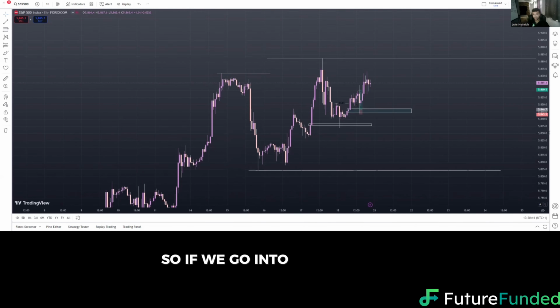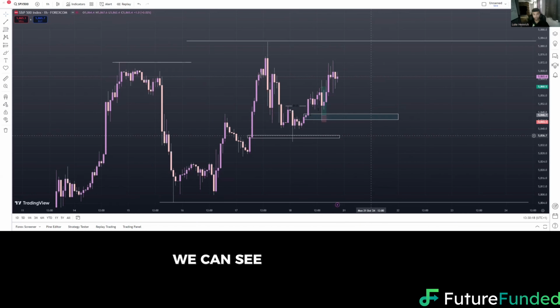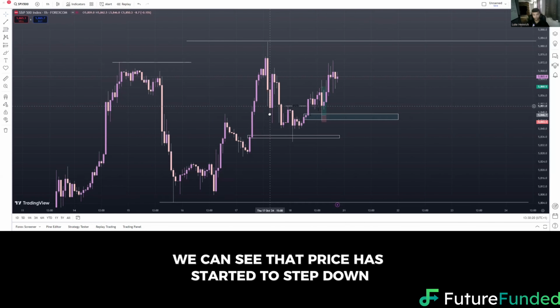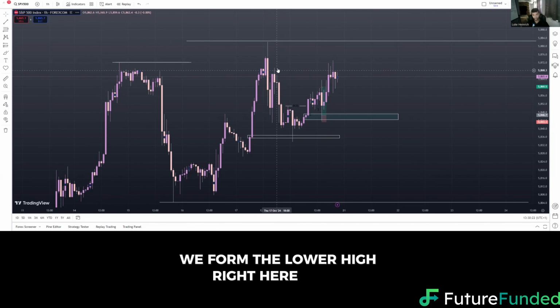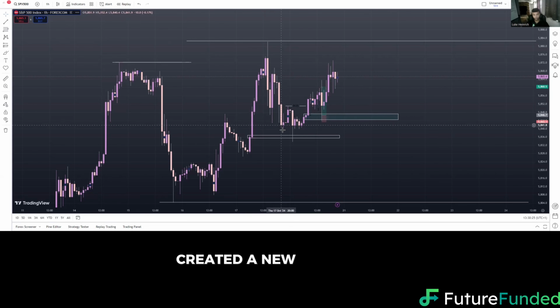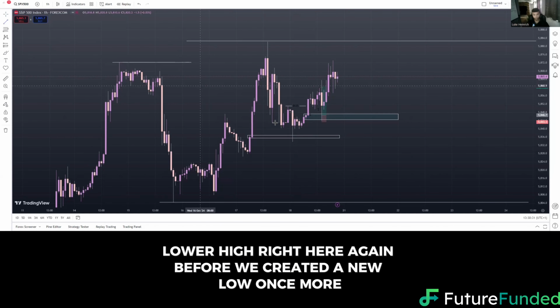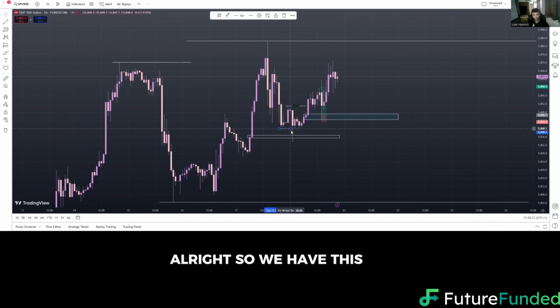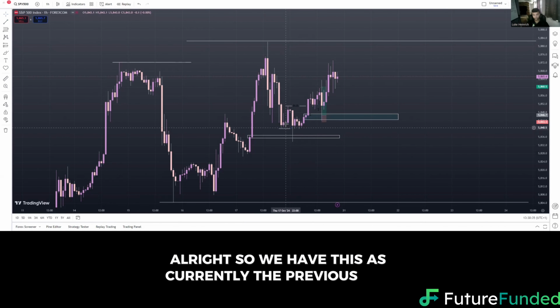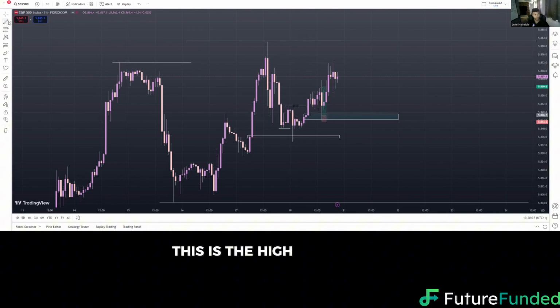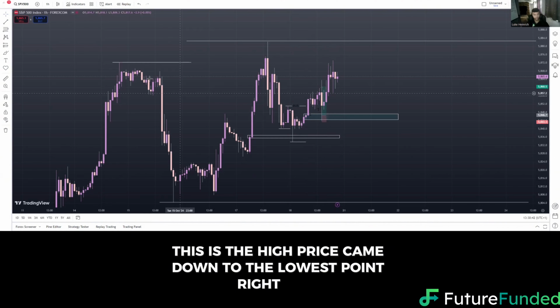So if we go into the working range now, we can see that price has started to step down. We formed a lower high right here. Price created a new low right here, lower high right here again before we created a new low once more. All right, so we have this as currently the previous low. This is the high. Price came down to the lowest point right here.